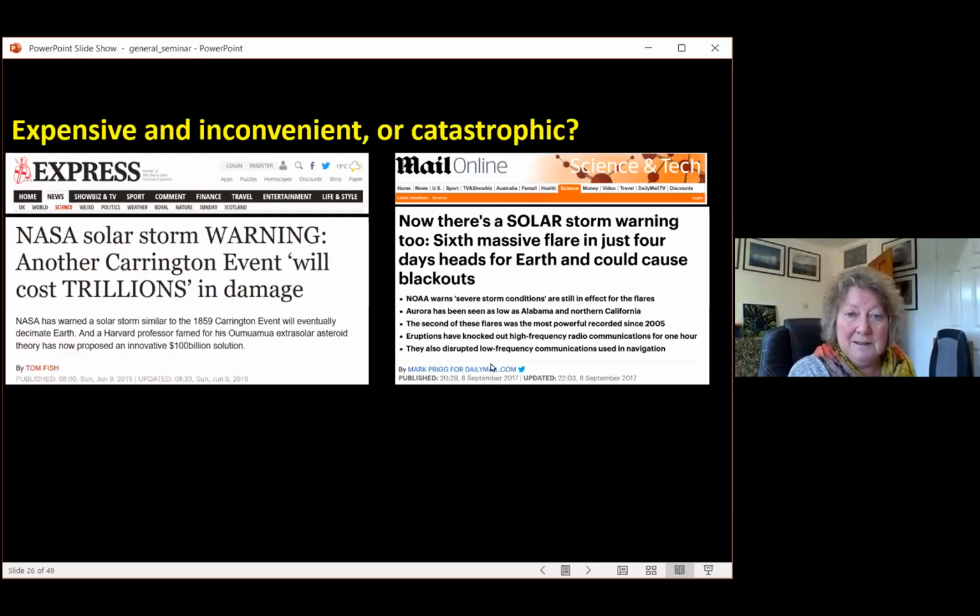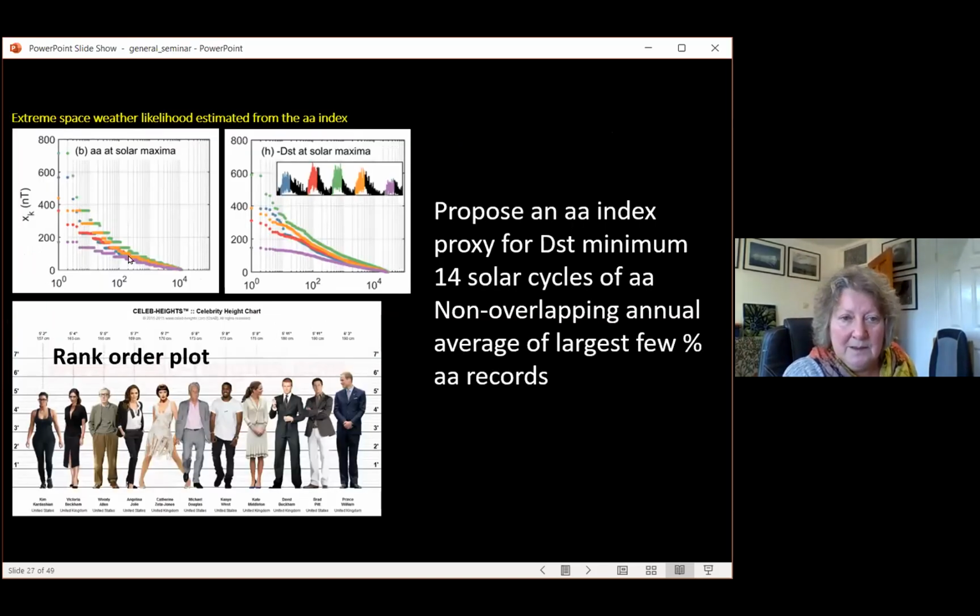Okay. So this is the question: how bad are historical space weather events? They can be quite bad. We know we've had recent ones that are recent enough that they cause power blackouts and so forth. So, is it just expensive and inconvenient, or is it actually catastrophic? Can we just be resilient towards it? So we need to know how bad it might be, get some estimate.